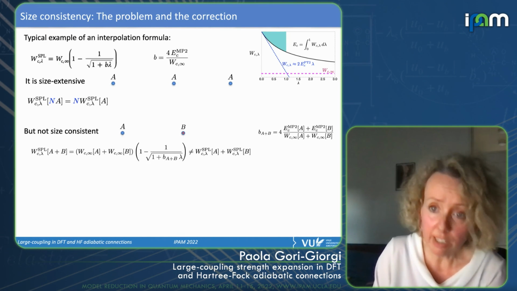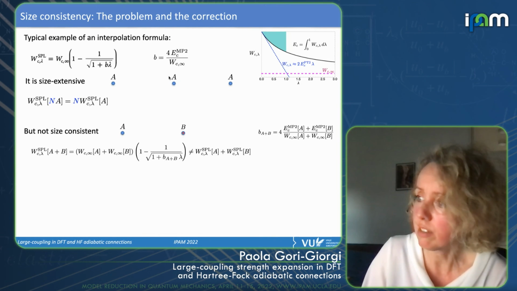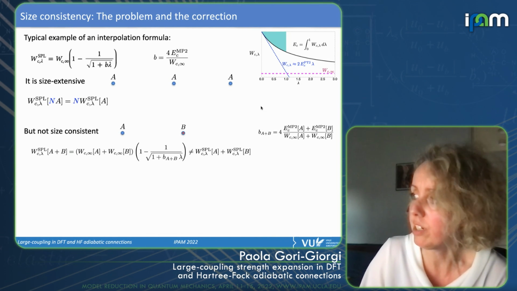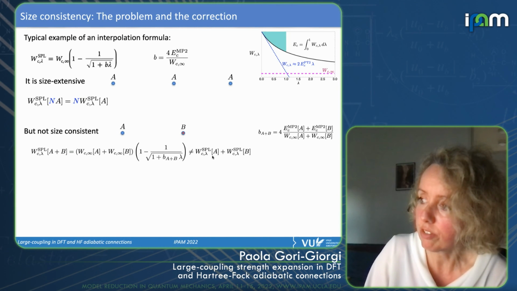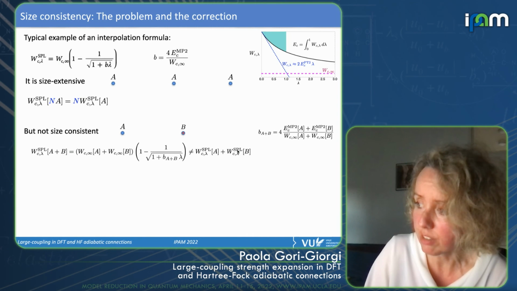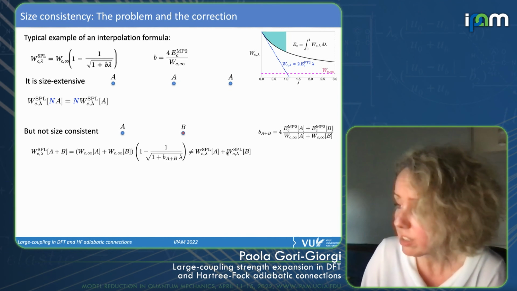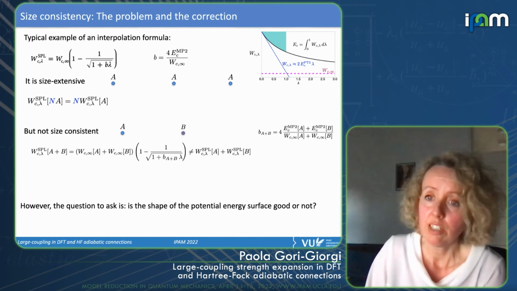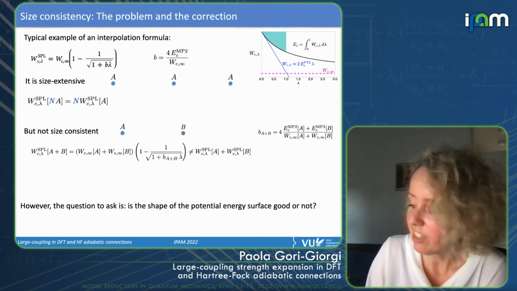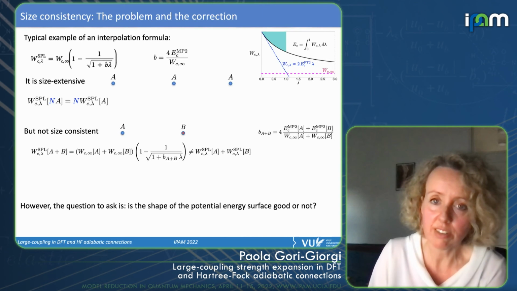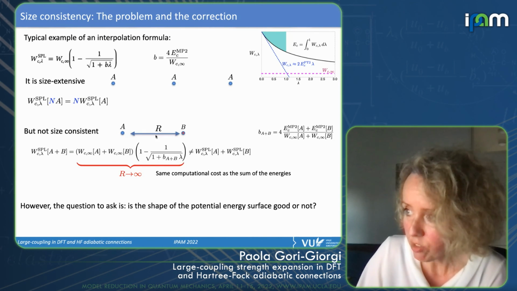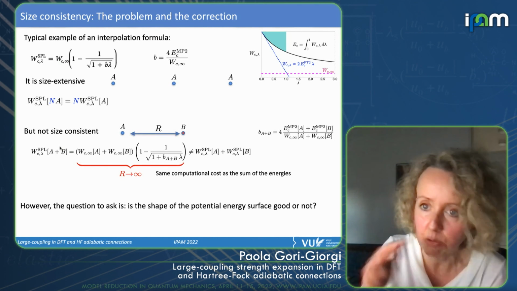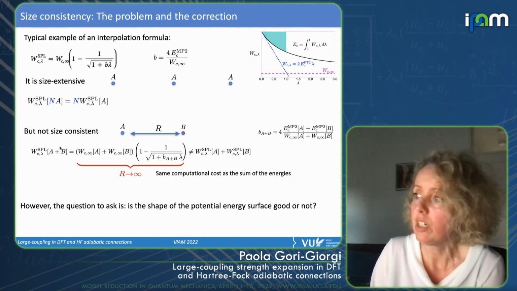However, it's clearly not size consistent, because when the two systems A and B are different, here the parameter b will not scale. So this limit will be different than the sum of the two. However, the question we should ask, which is what we are interested in, is whether the potential energy surface has a good shape or not. So what I mean is, if I change the distance between these two systems, does this energy change with the good shape or not?